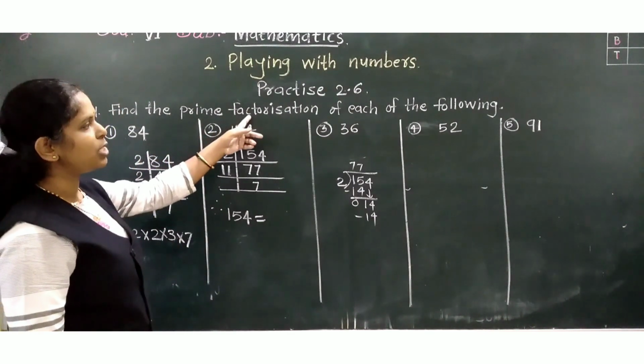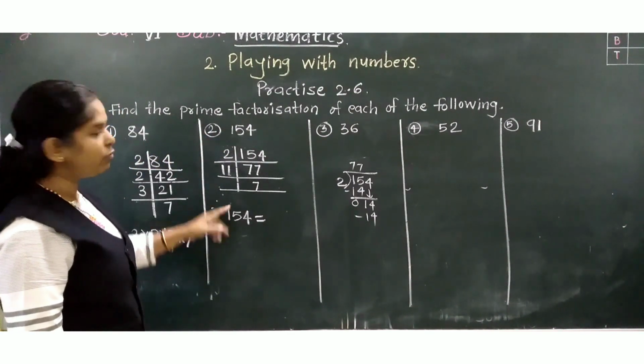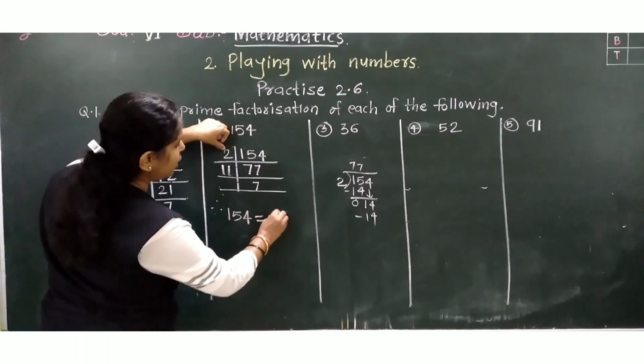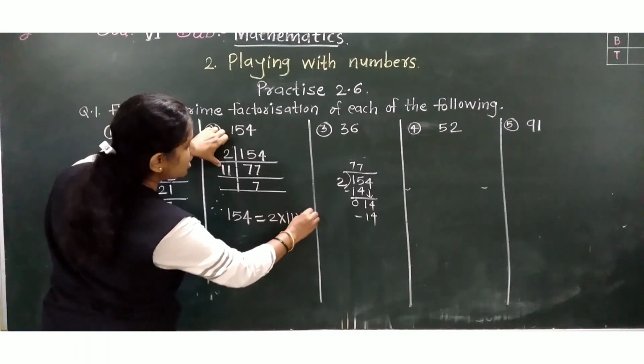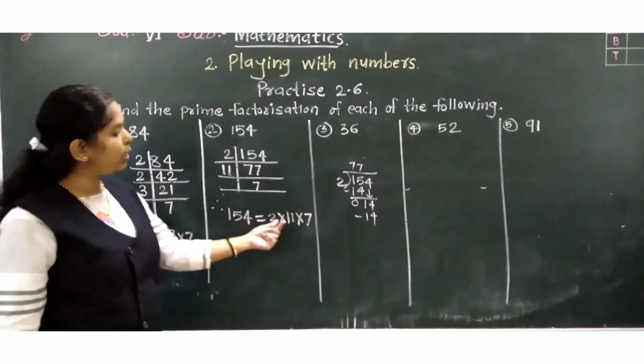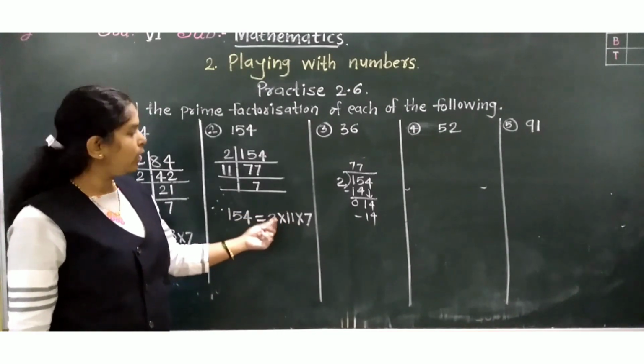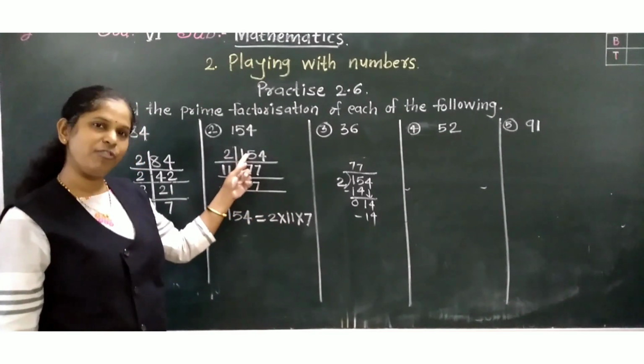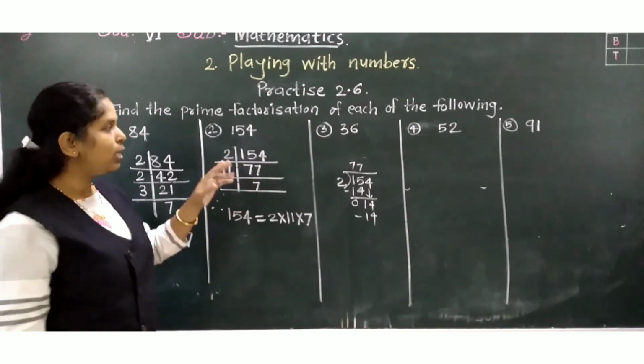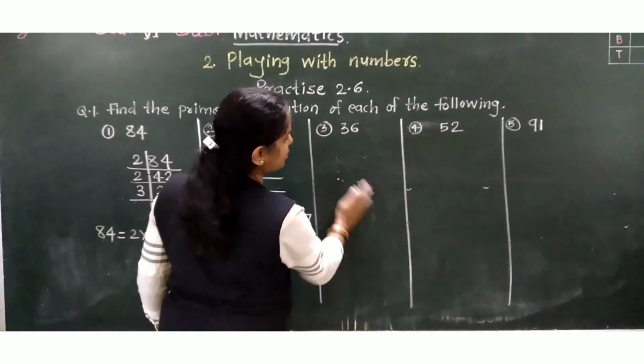Find the prime factorization. So the prime factorization of 154, how to write? 2 into 11 into 7. 2 elevens are 22, and 22 sevens are 154. Followed? Now next, 36.